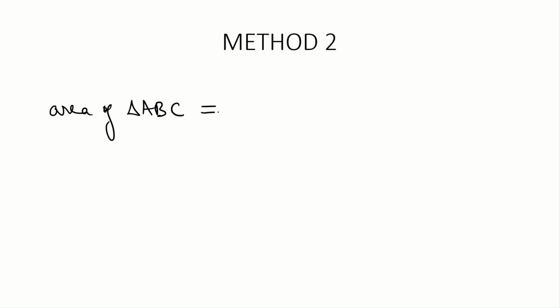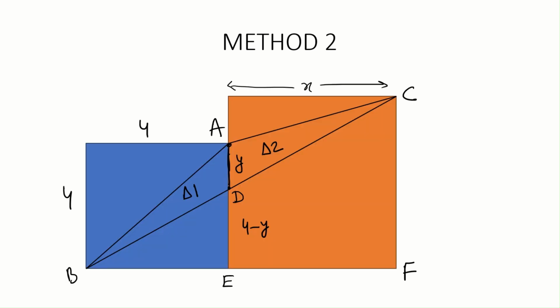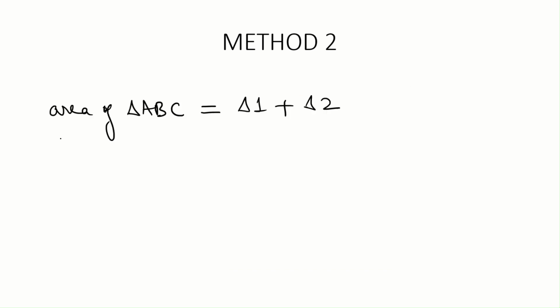area of triangle ABC is the sum of the areas delta 1 and delta 2. Delta 1 is the blue area here, and delta 2 is the orange area. And in this method we are going to use simple algebra, no fancy concepts here. How can we calculate delta 1 and delta 2? Again, very easy to calculate.